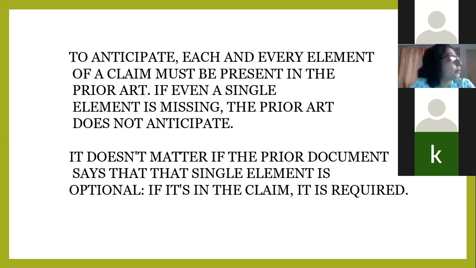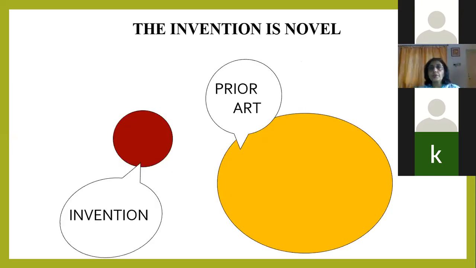But even if the prior art says that it is optional, still you will have it. That optional feature will also be considered when adjudicating the novelty of the invention. So if we see pictorially, if the prior art is here and your invention is the red or maroon one, then you are quite far from the prior art and your invention is novel.